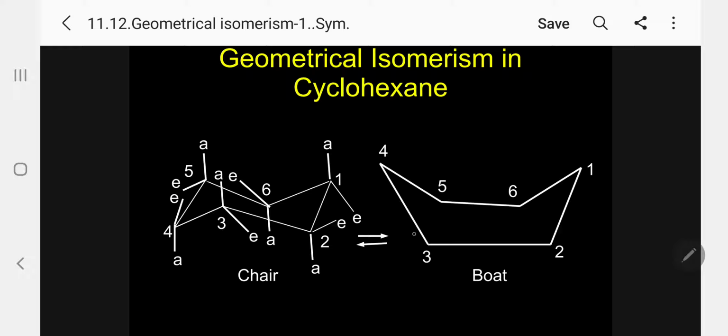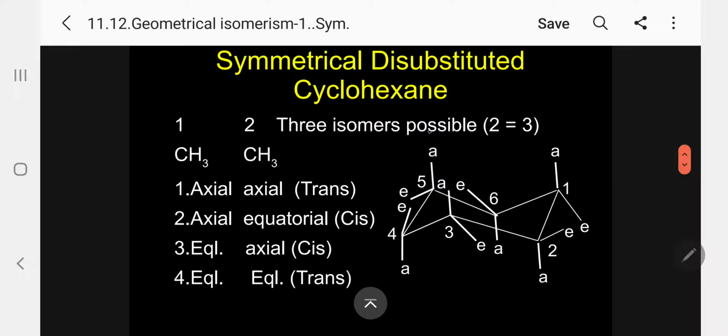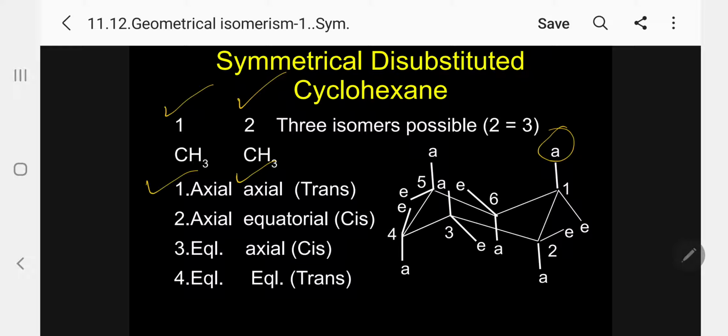So let me take a specific example to give a clear idea. Let me take an example of symmetrical disubstituted cyclohexane. Under this I can take 1,2-dimethylcyclohexane. Please follow. 1,2-dimethylcyclohexane. So in one there is a methyl group, in two also a methyl group. Please follow. So axial, if it is 1 and that is 2, if they are methyl groups, they are in the opposite direction, trans.